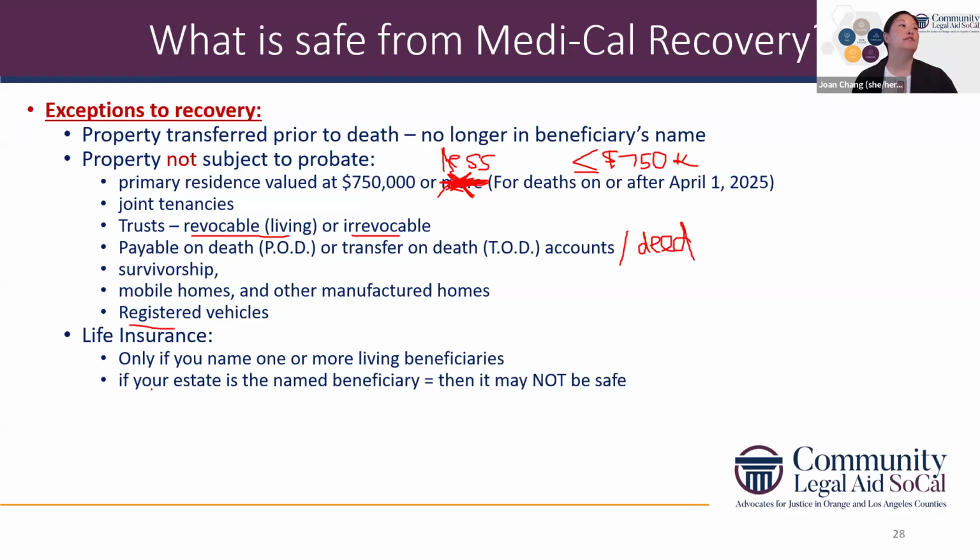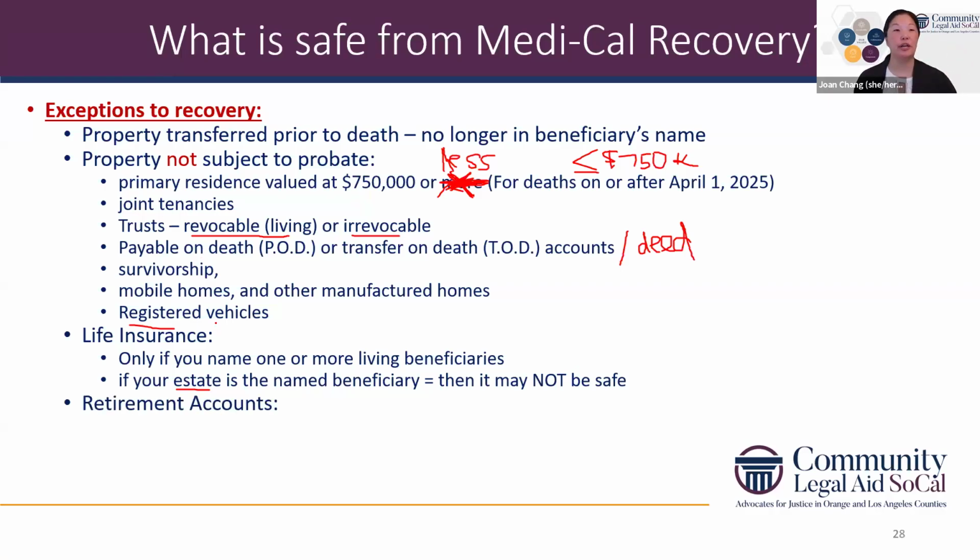Keep in mind, if your estate is named as a beneficiary, it may not be safe. So keep that in mind. If it's going to go through your estate, it might have to go through probate unless you have a trust. So just keep that in mind. Just be careful on how you list your life insurance policy beneficiaries.